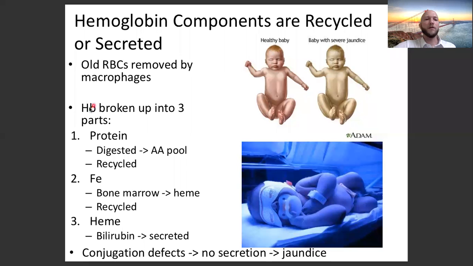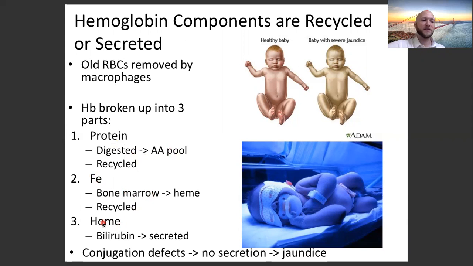We want to recycle all of the hemoglobin from these old, worn out red blood cells. Hemoglobin has some valuable components. We don't want it to go to waste. First thing we do is separate the heme component from the rest of the protein, the globin molecule. The globin gets broken down into amino acids, which are recycled. We don't want to waste amino acids. Proteins are valuable. The iron, we're going to remove from the heme molecule, and that also is going to be recycled. Then we're left with the heme molecule minus the iron.